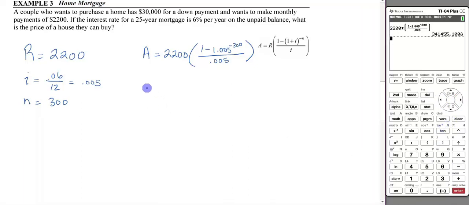we get an amount of $341,455.10. So that is the price of a house that they can buy given these constraints.